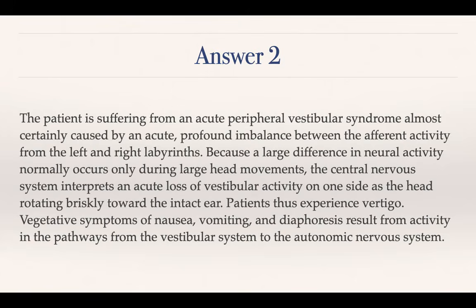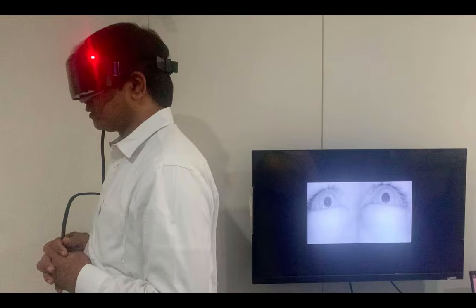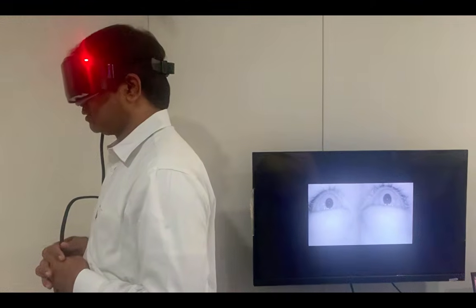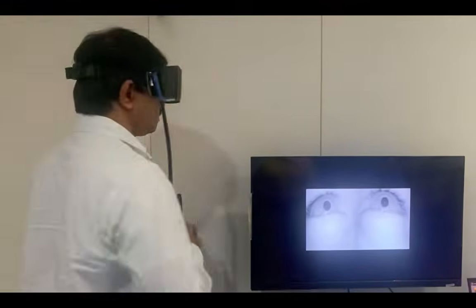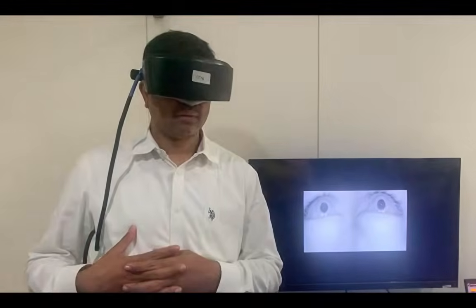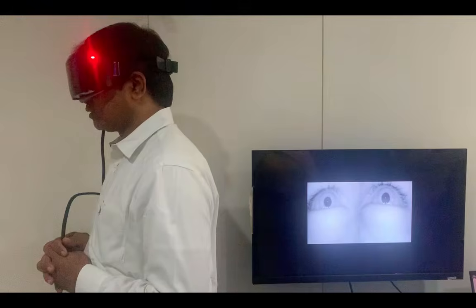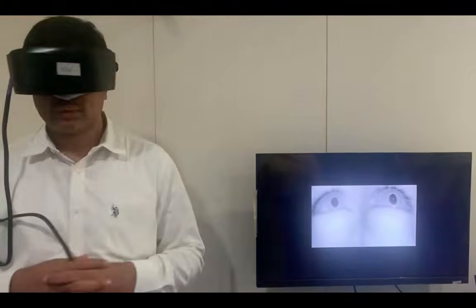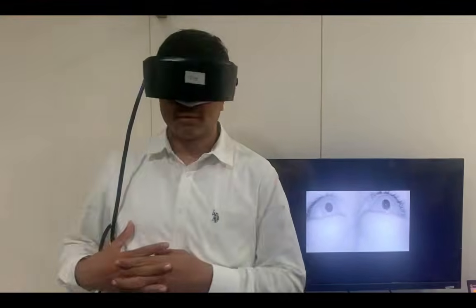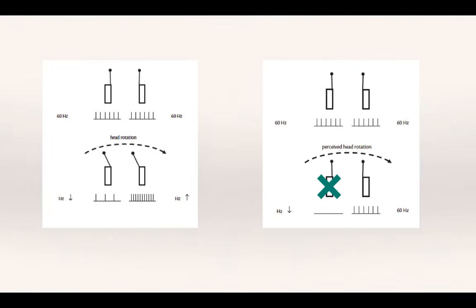So what is this imbalance of afferent activity between the right and left? What do we mean when it happens only during large head movements? So let us see a video. So this is me turning towards my left. When I turn to the left, you can notice that there is a nystagmus that beats to the left. You can see that again. When I turn to the left, you can notice that there is a nystagmus that is beating to the left. So that was a large head movement. A large head movement to the left produces a left beating nystagmus.